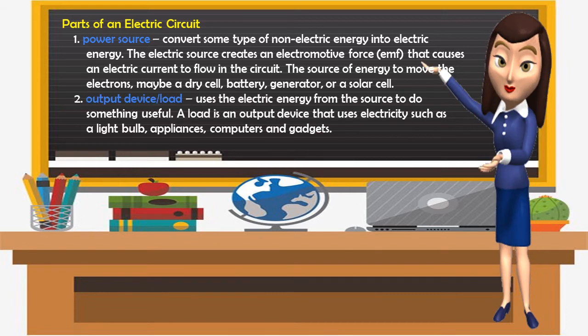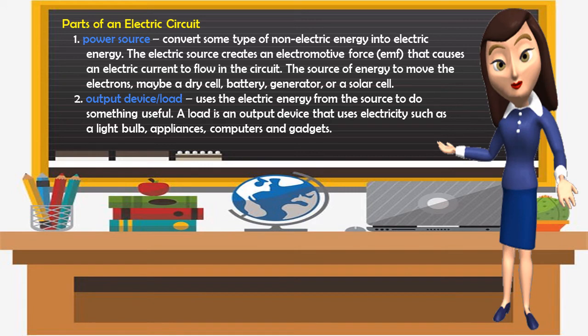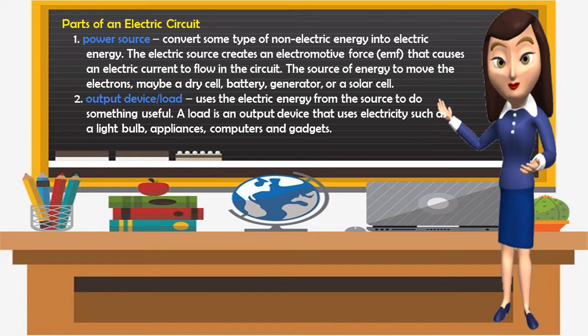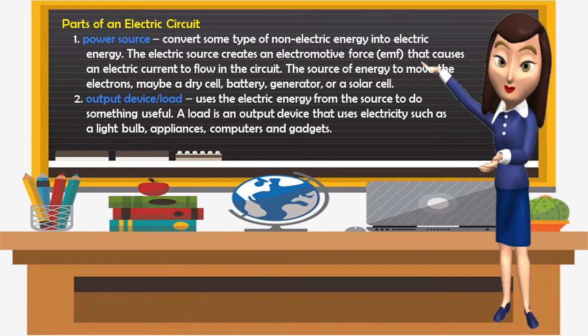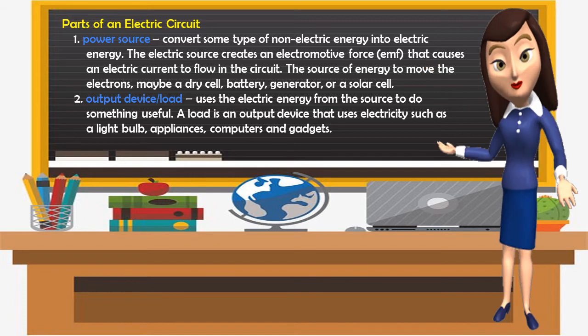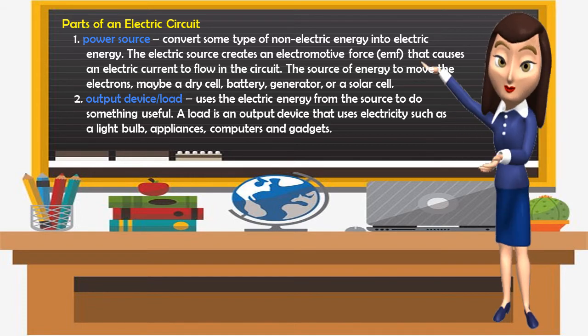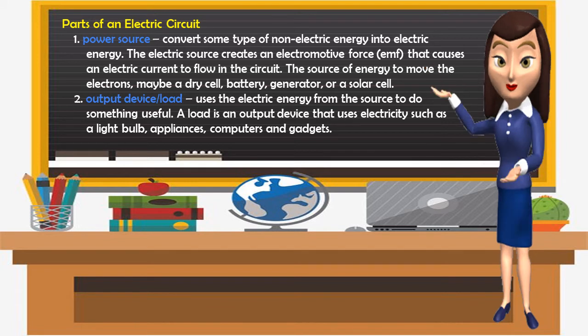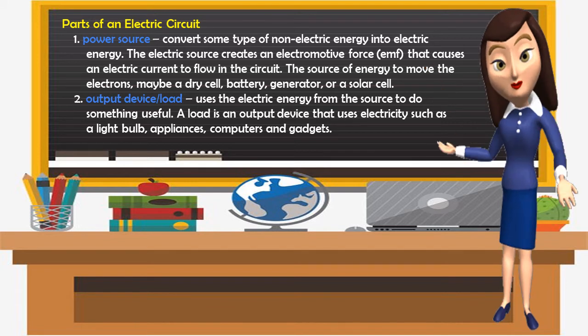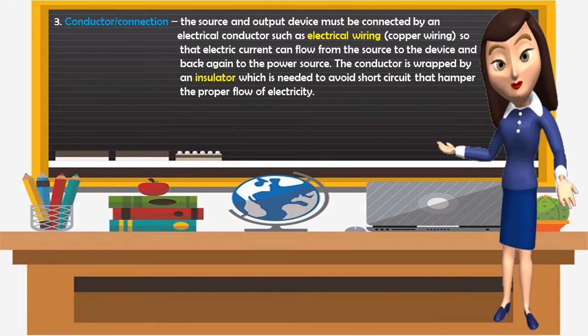Second, parts of an electric circuit. Output device or load uses the electric energy from the source to do something useful. A load is an output device that uses electricity, such as a light bulb, appliances, computers, and gadgets. Third, parts of an electric circuit.